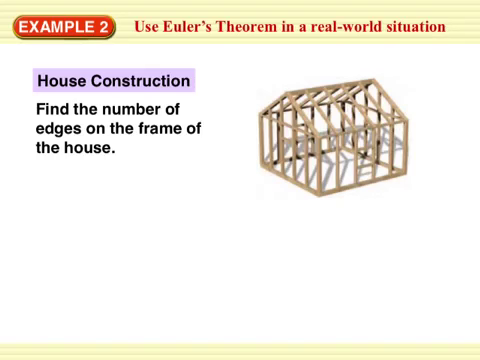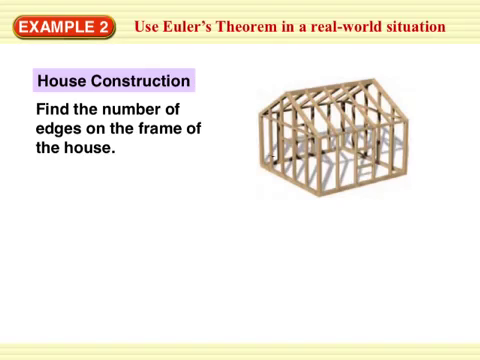Okay, use Euler's theorem in a real-world situation. Find the number of edges on the frame of the house. So if I count the number of faces, this right here is a face, 1. I'm going to erase that. We'll just do this. This right here is 1, the back side is 2, I have the right side and left side, 3, 4, the bottom 5, and the roof 6, 7.